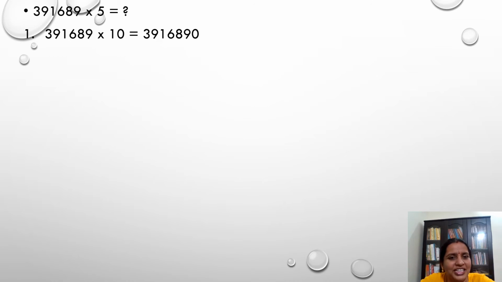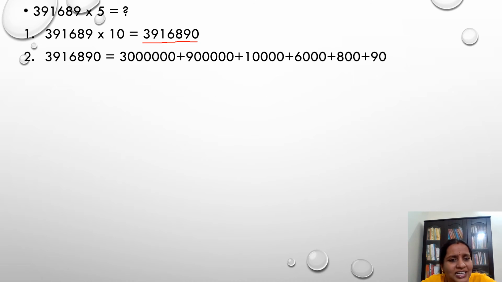I have to find the expanded form of this number. What is the expanded form of 39,16,890? The expanded form of 39,16,890 is equal to 30 lakh plus 9 lakh plus 10,000 plus 6,000 plus 800 plus 90.